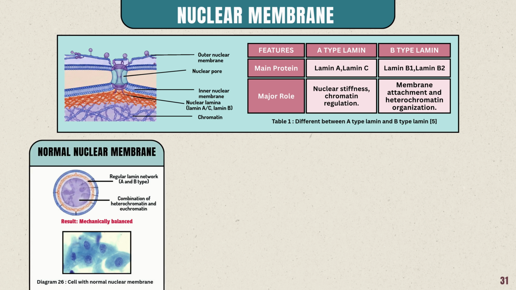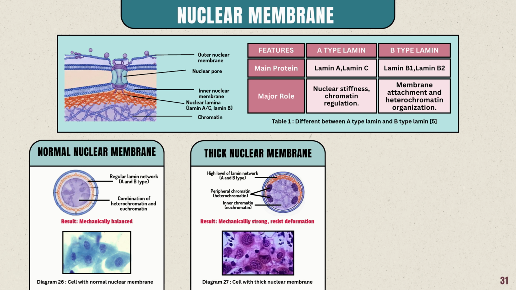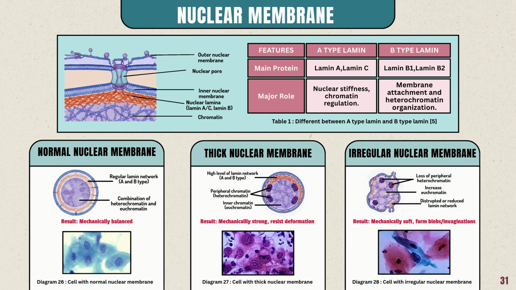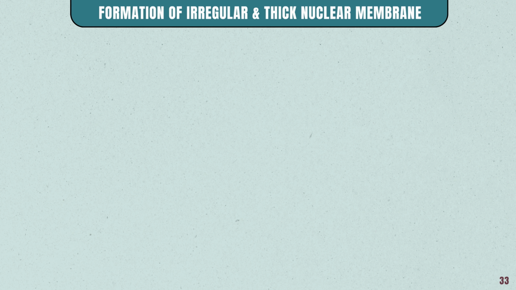A normal nuclear membrane has proper A-type and B-type lamins with intact heterochromatin attachment, giving it a smooth shape. A thick nuclear membrane has increased lamin and heterochromatin, making the nuclear border appear thicker, while an irregular nuclear membrane has a disrupted lamin network and increased euchromatin, thereby reducing the structural support. Now, let's take a look at how irregular nuclear membrane and thick nuclear membrane form.